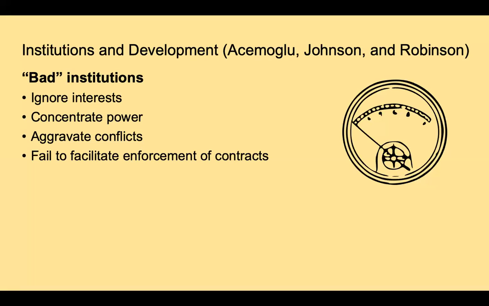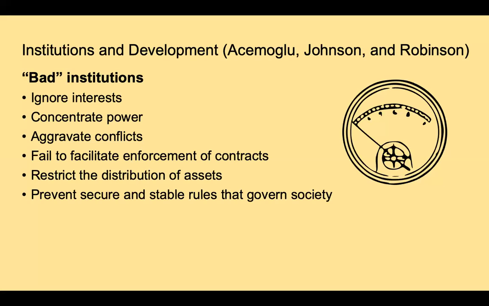This is an example of a bad institution. This is a system, a setup that aggravates conflicts, that concentrates power, that ignores interests, that does not enforce contracts, and that restricts the distribution of assets. In these systems that have bad institutions, because of these concentrations of power, the system and the institutions also tend to work against the dispersion or the distribution of assets among larger fields of actors in society. And as a result, you get the concentration of wealth, and you get inequalities that arise over time and really, really grow and become quite large.